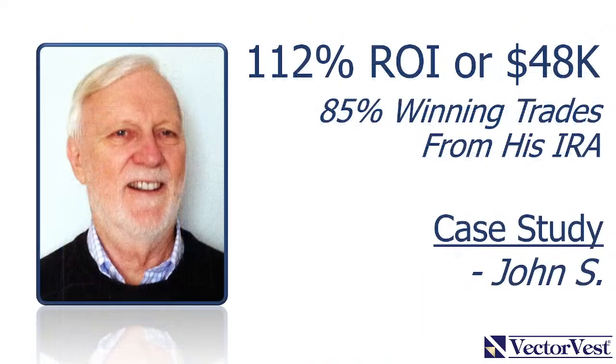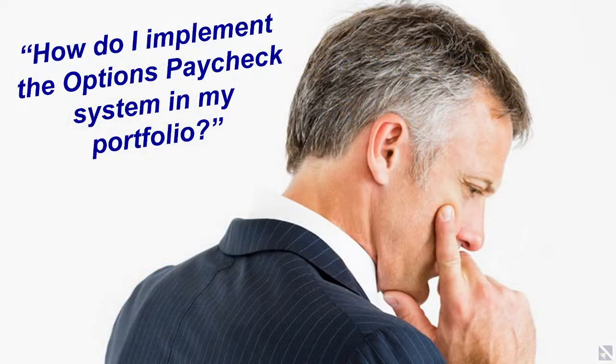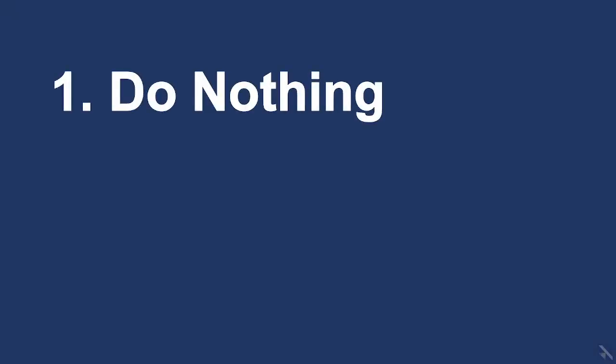Now, if you're like a lot of people, you're wondering, well, how do I implement this paycheck system in my portfolio right now? Well, you've got a choice. Option 1 is you can choose to do nothing and stay exactly where you are right now. And if you already had enough money to retire and you're not worried about running out of money, then you maybe don't need the paycheck system. And that's great. I applaud you. But if you would like to make some extra income every month, that leaves you with 2 other options.